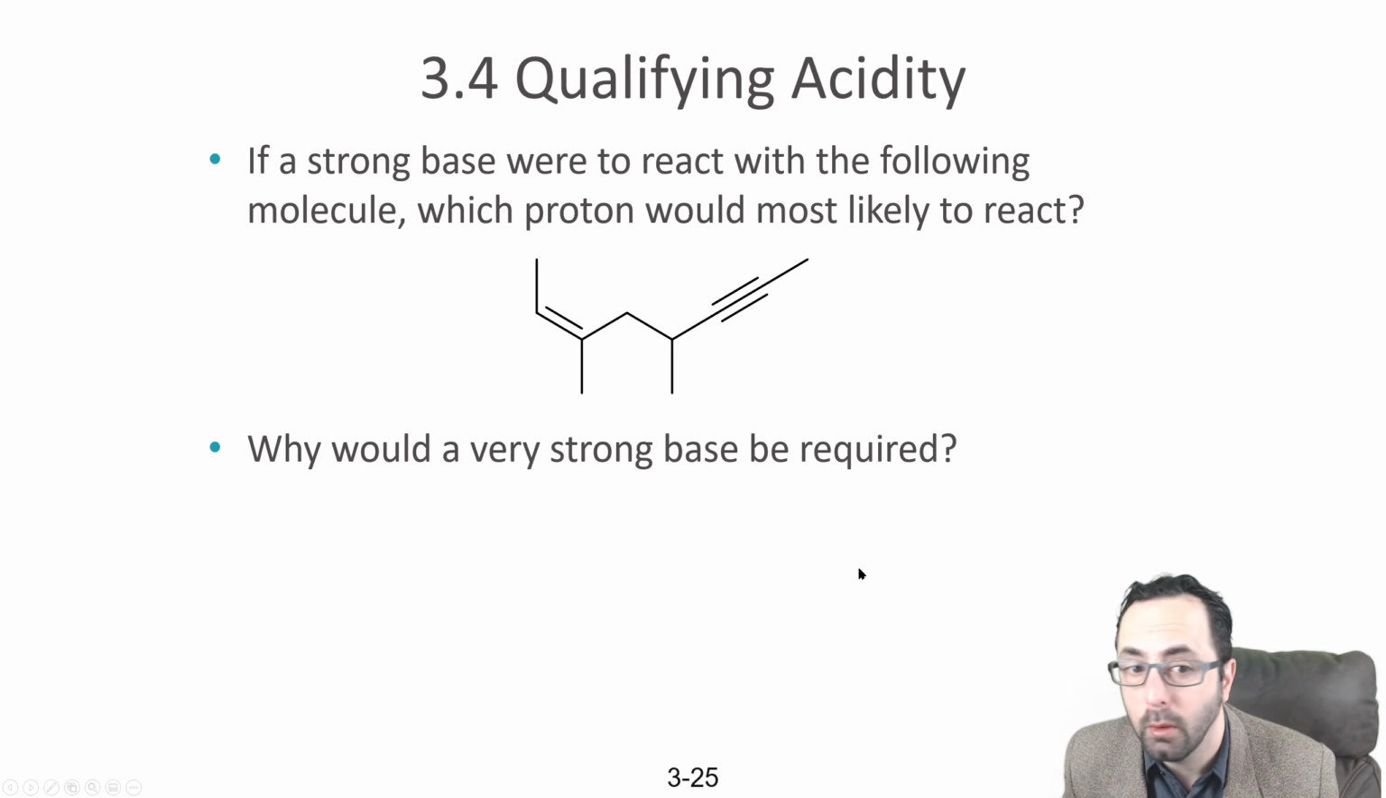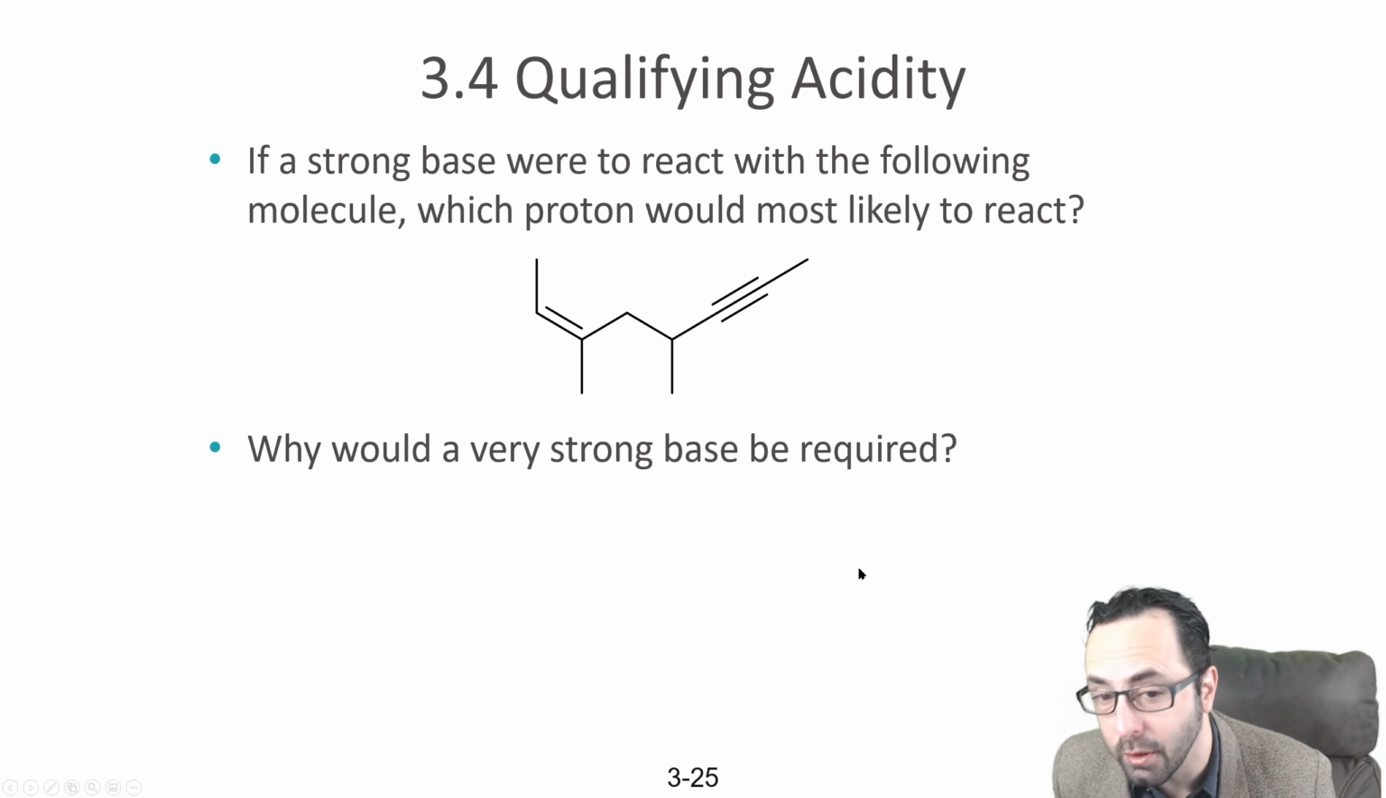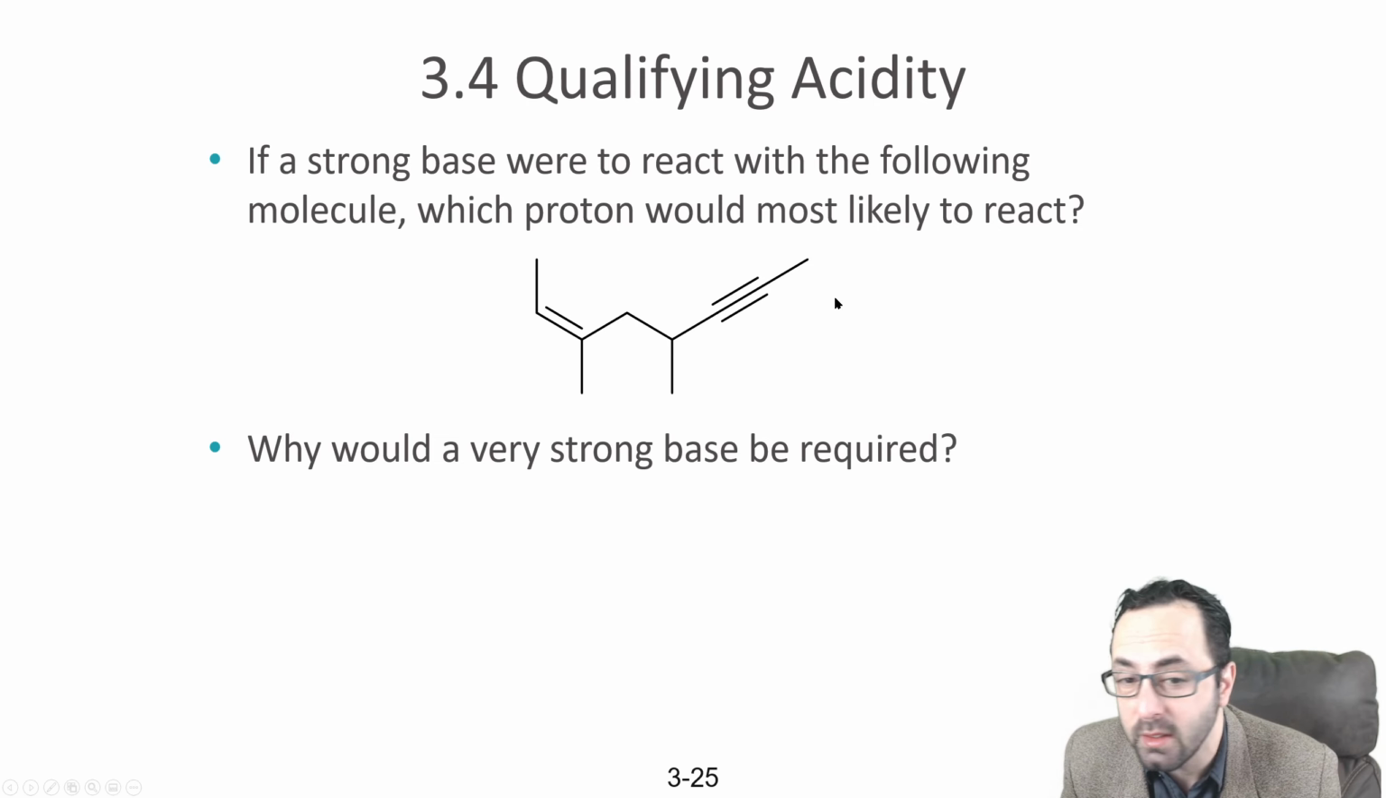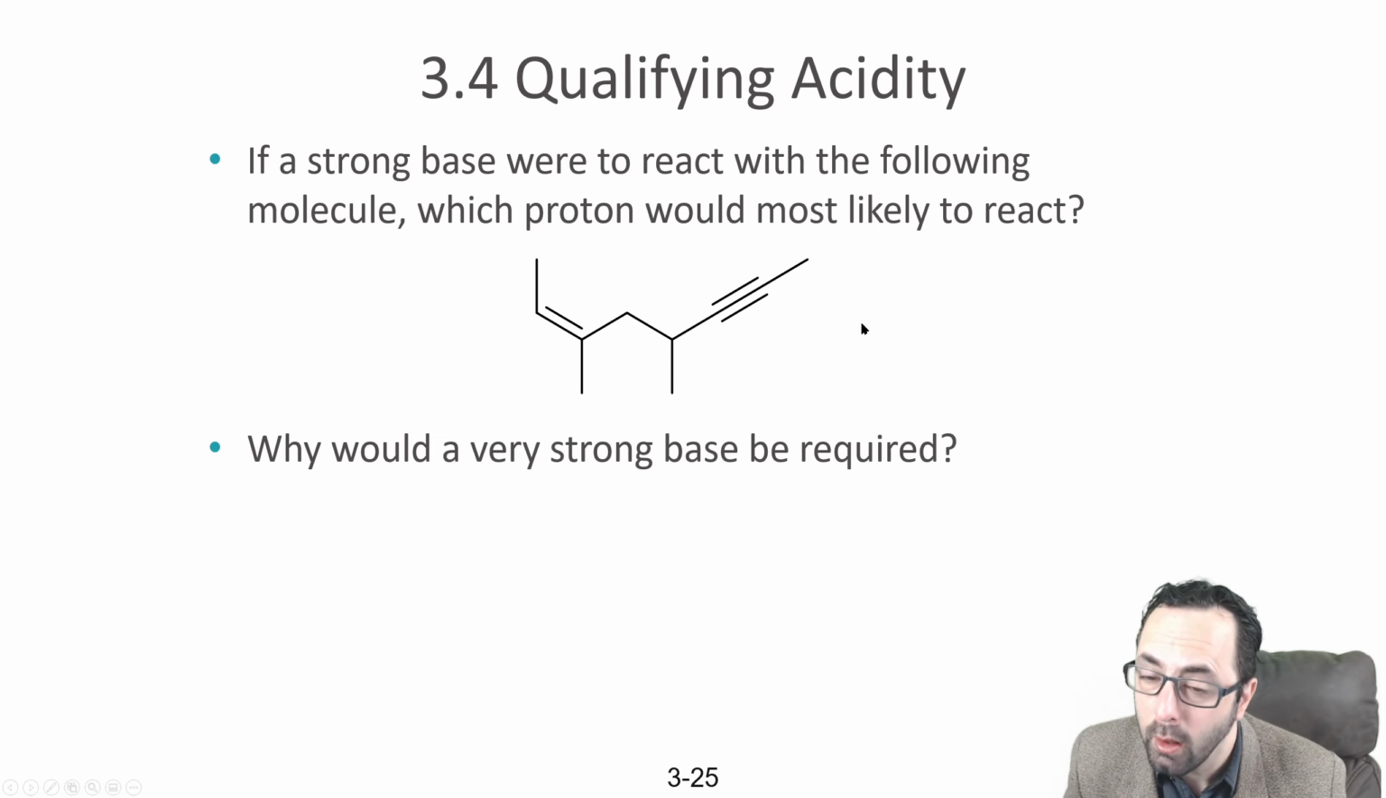So if a strong base were to react with the following molecule, it would have to be a very strong base, because alkanes and alkenes and alkynes are terrible acids. But which would be the most acidic proton here? Well, when we look over here, we're thinking, okay, if we have a hydrogen that's on an sp hybridized carbon, that would be the most acidic hydrogen. However, there are no hydrogens attached right here. This carbon is making 3 bonds to another carbon and 1 bond to another. So it's already making 4 bonds. There's no hydrogen.